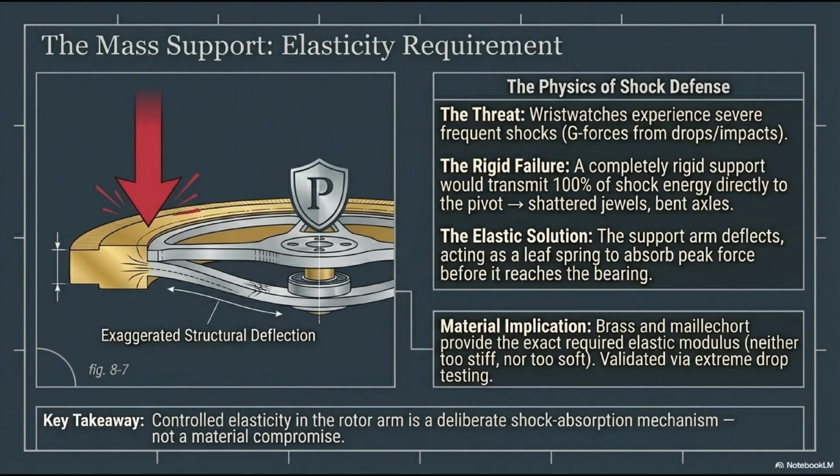Watchmakers machine the support arm to be exceptionally thin in specific areas. When a shock occurs, the support arm physically deflects and bends, acting exactly like a leaf spring in a car's suspension. It absorbs the peak force of the impact, flexing downward, before that energy can reach the delicate bearing. This is why brass and maillechort are used, they provide the exact required elastic modulus. It's not a material compromise, it is a highly deliberate, engineered shock absorption mechanism validated through extreme drop testing.